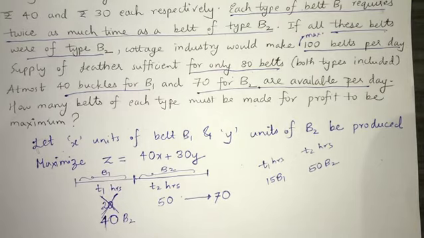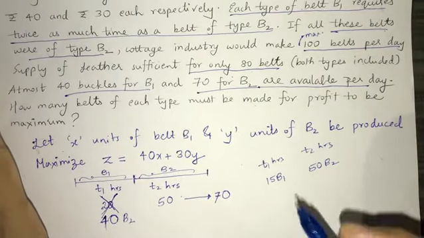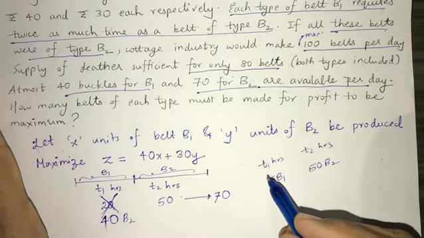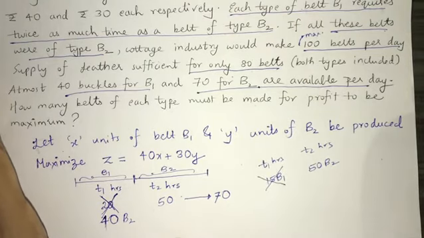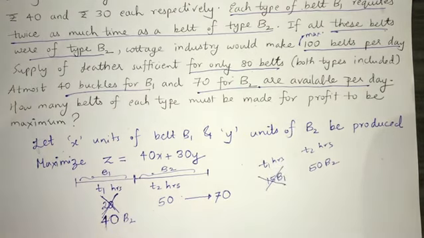are produced in time T2 hours, and suddenly we decide कि नहीं, अभी हम लोग को इसका production बंद करना है. We are going to stop the production of B1 belts, and in that time which is now available for us in the day, we are not going to relax. We are going to make belts of type B2. How many belts you will make of type B2 in the same time?